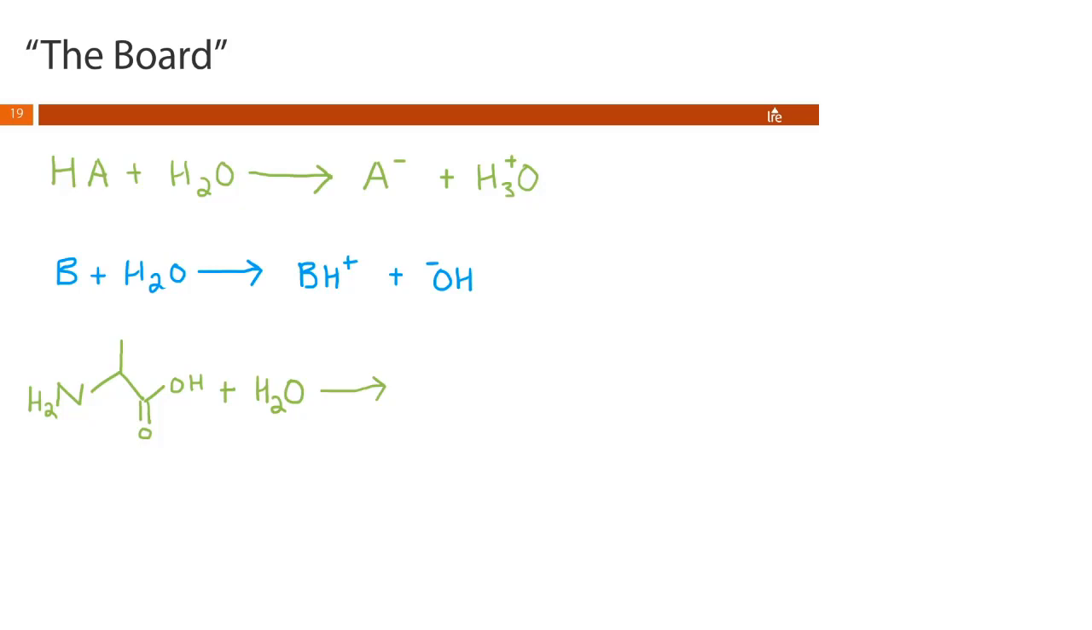So what part of alanine can act as an acid? Okay, so the carboxylic acid is the part of alanine that can act as an acid. So we're going to donate a proton from that carboxyl group. So we have a negative charge on our alanine here. And we still form a hydronium ion.